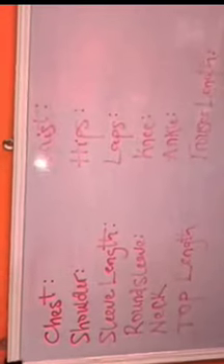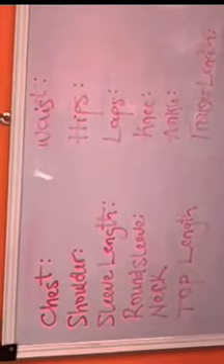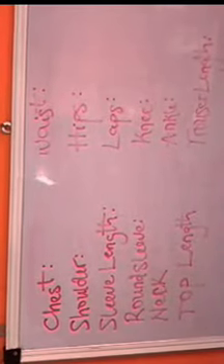So these are the areas of measurement: the chest, the shoulder, the sleeve length, the round sleeve, the neck, top length, and now waist, hips, laps, knee, ankle, and then trouser length.